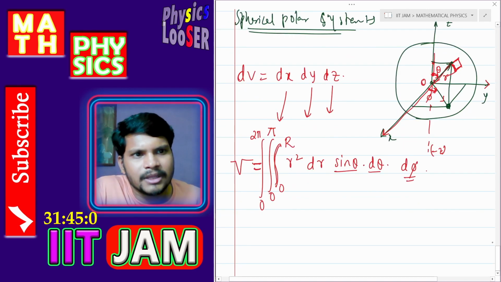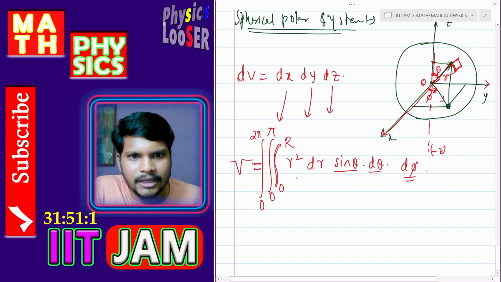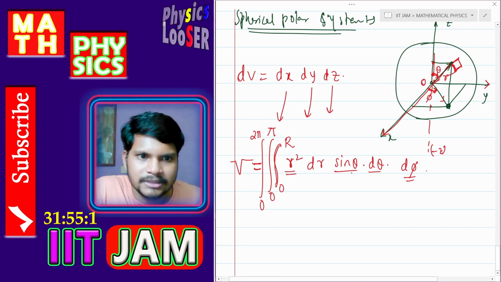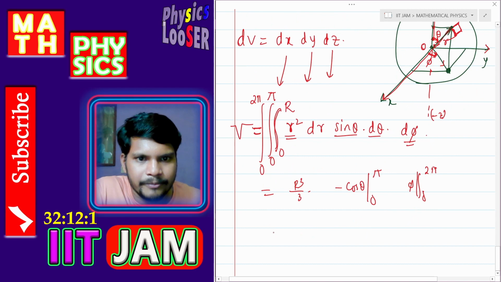So when you have the spherical polar coordinate system and you want to evaluate everything, if anything is spherically symmetric, then you just have to do this one: r square dr, sine theta d theta and d phi. So r square dr will give you r cube over 3. Sine theta d theta will give you minus cos theta, and it will go from 0 to pi. And d phi is going from 0 to 2 pi. So this is r cube by 3 times minus cos theta.